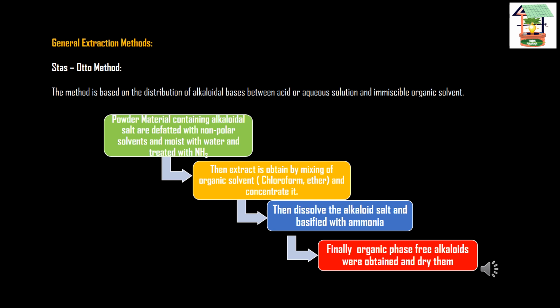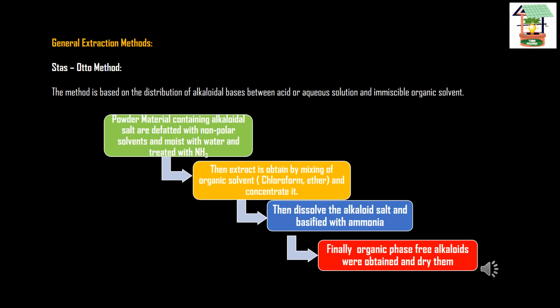And then in the next step, the extract is obtained by mixing with organic solvent. So after defatting with the non-polar solvent, the extract is mixed with an organic solvent like chloroform or ether, and we have to concentrate it, meaning we have to evaporate the solvent by using a rota evaporator or something. Okay, then dissolve the alkaloid salt and basify with ammonia. So after concentrating, the concentrated extract we have to make basic using ammonia.